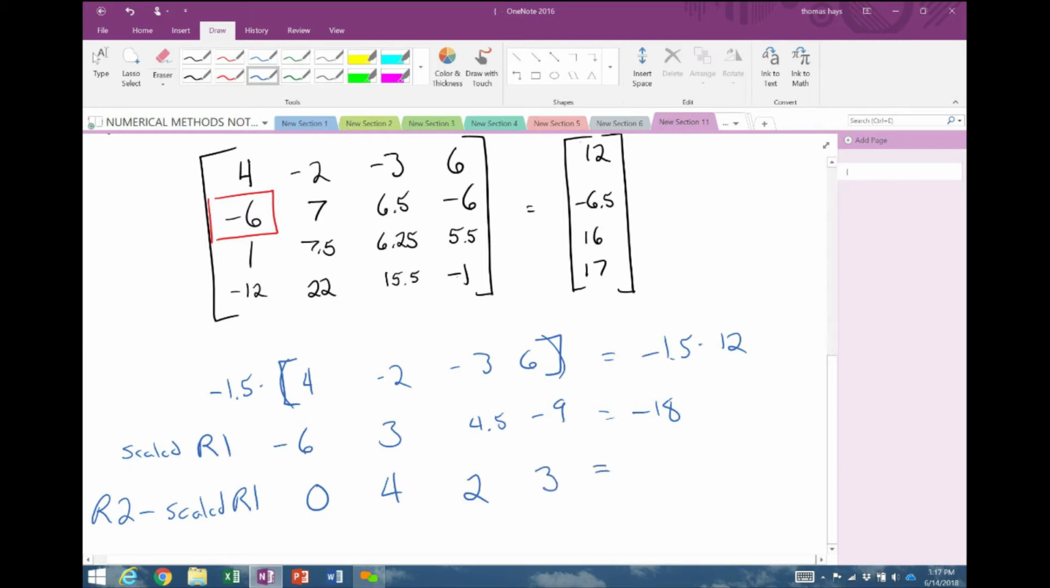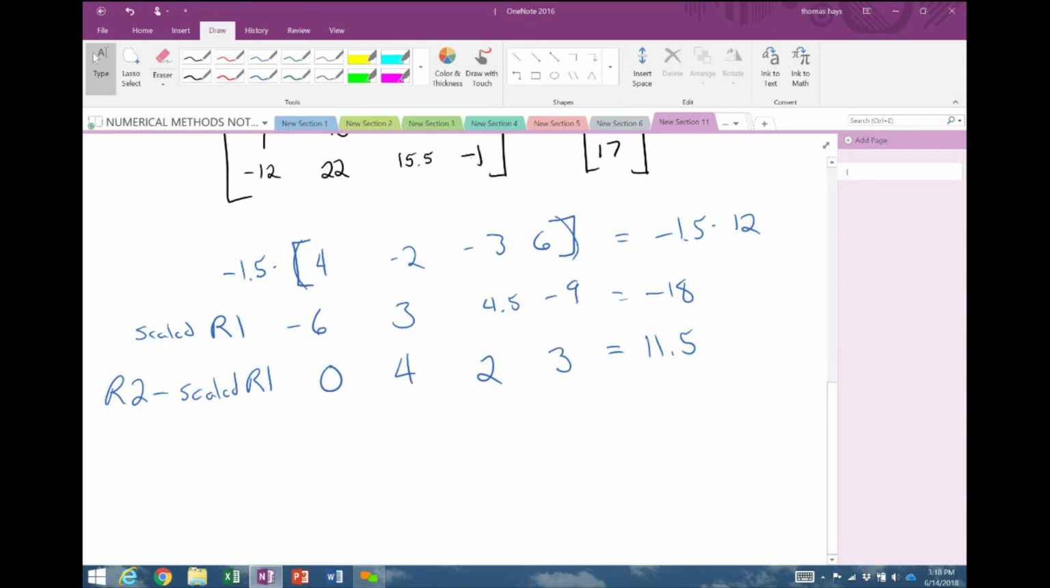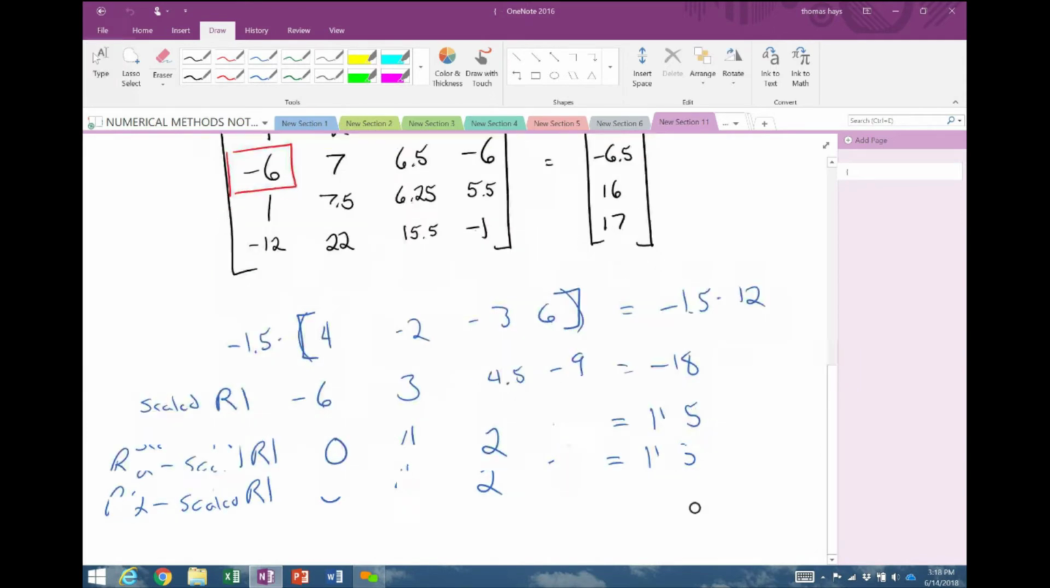And then -18 minus a -6.5. Excuse me, -6.5 minus a -18. Okay, that makes more sense. I keep on getting backwards. I think my notation was written down poorly. So this becomes the new scaled row 2.